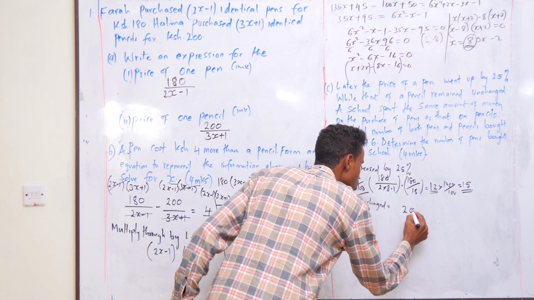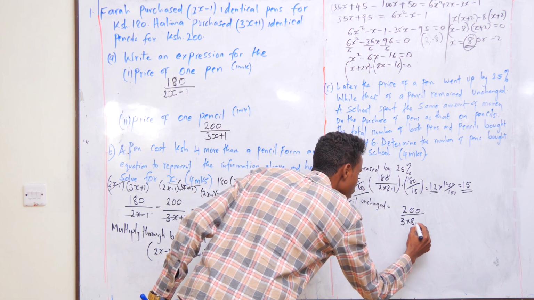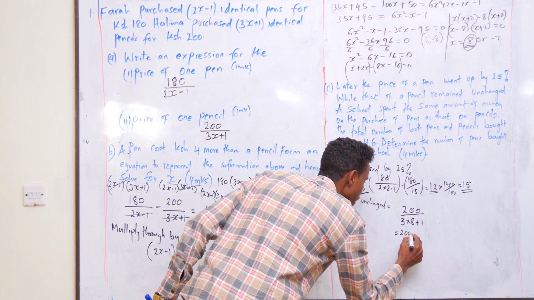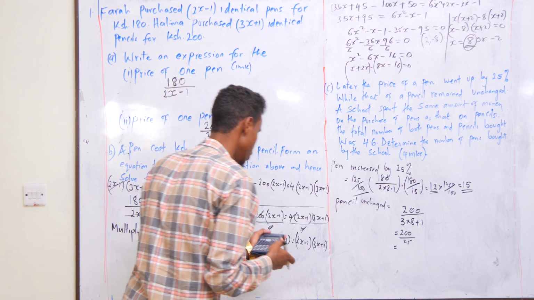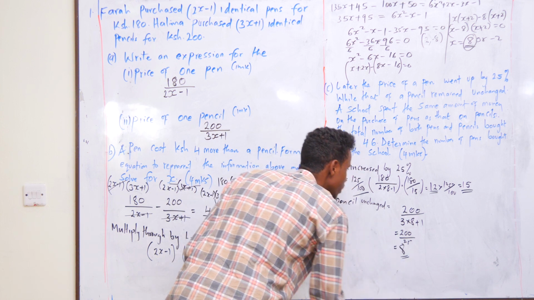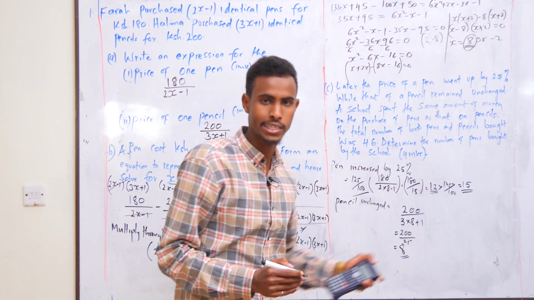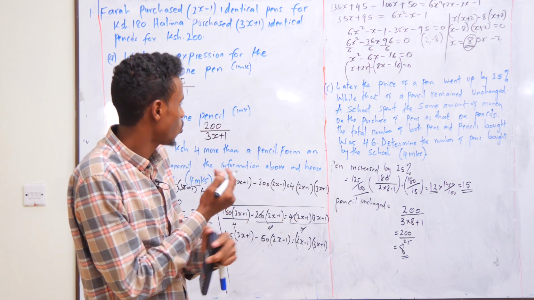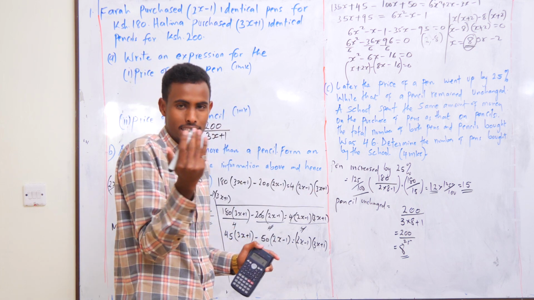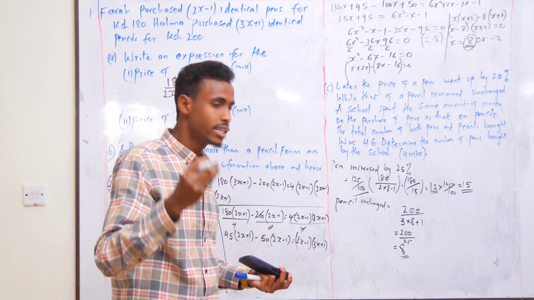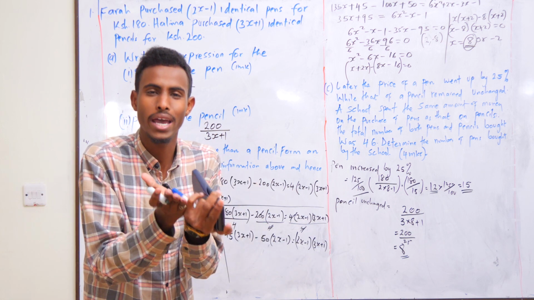That was 200 divided by 3x plus 1, which is 3 times 8 plus 1, that is 200 divided by 25, which is 8. Now we were told that the price of a pen increased by 25%, while that of a pencil remained unchanged. The school spent the same amount of money on the purchase of pens as on pencils. What does that mean? The money used for purchasing pencils and the money used for purchasing pens were equal.